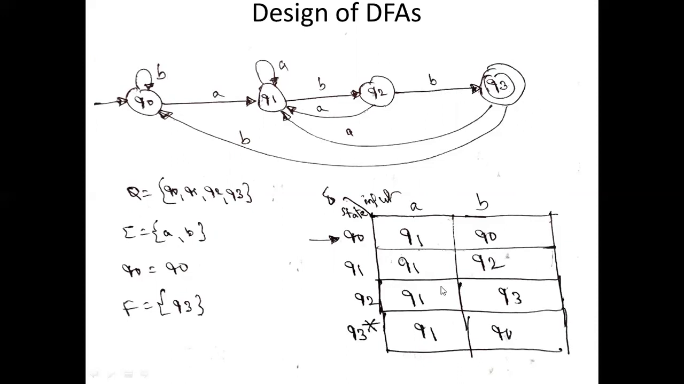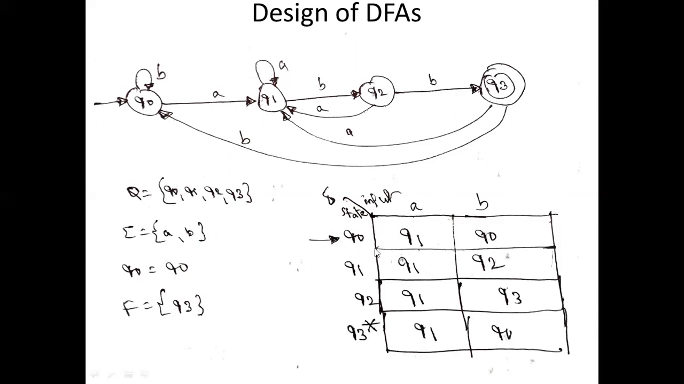What is the transition table? The transition table shows all the transitions. So delta of Q0 comma A equals Q1, delta of Q0 comma B equals Q0. Here we are using delta as the transition function. From this diagram only, I am filling this table.